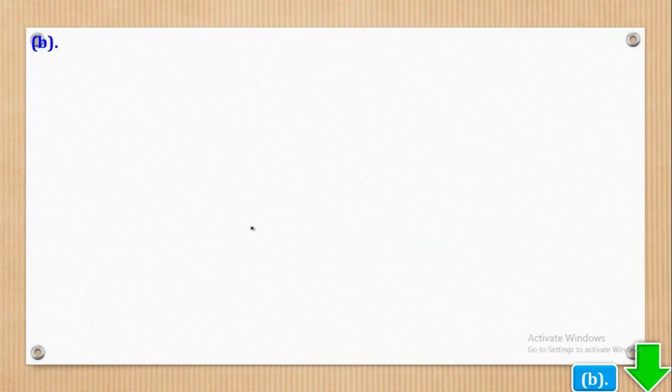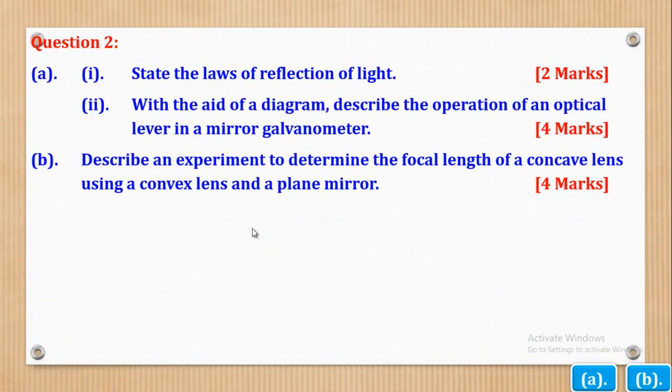And now we shall go to part B. Part B says, describe an experiment to determine the focal length of a concave lens using a convex lens and a plane mirror.